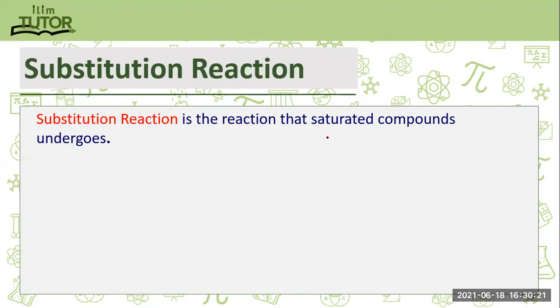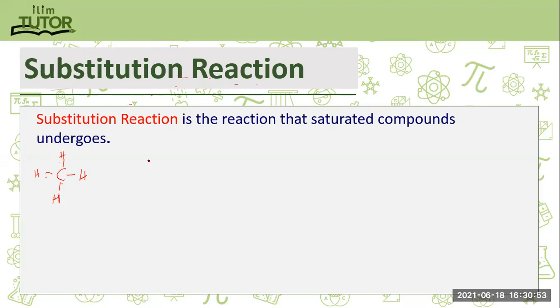Another aspect of organic reactions we'll look at is the substitution reaction. Substitution reaction takes place with saturated compounds, that is, an alkane. Since it is saturated, there is no way it could take any other electron.